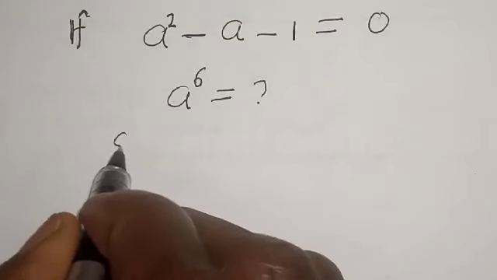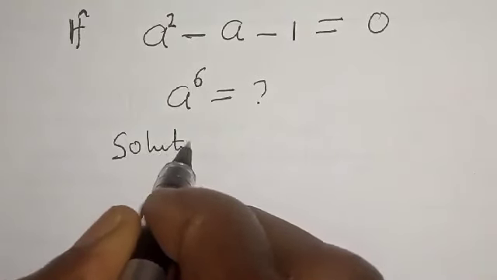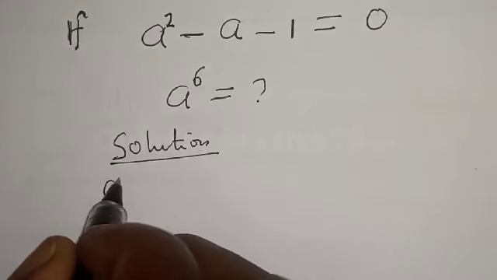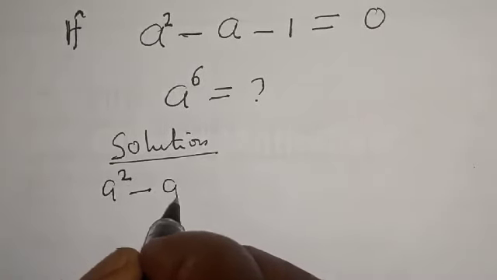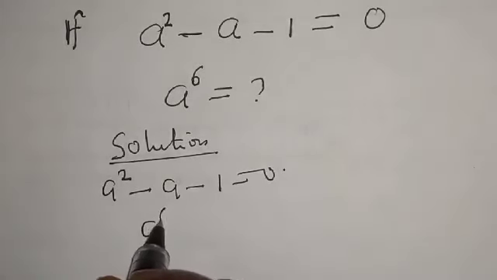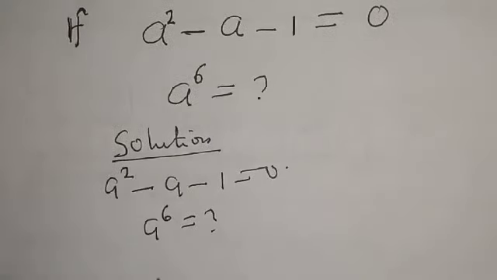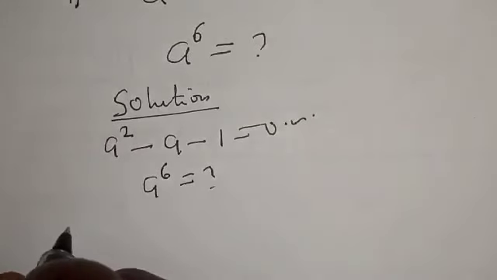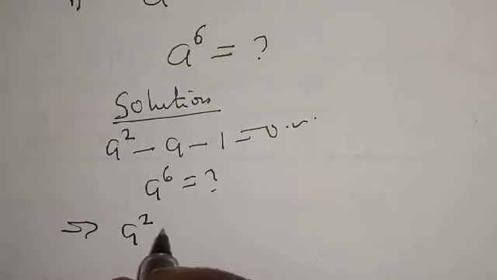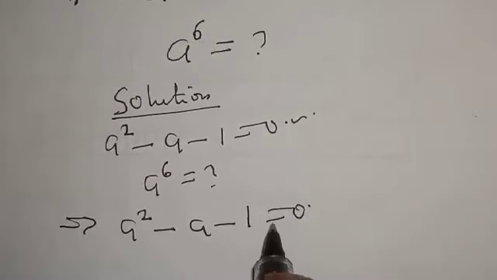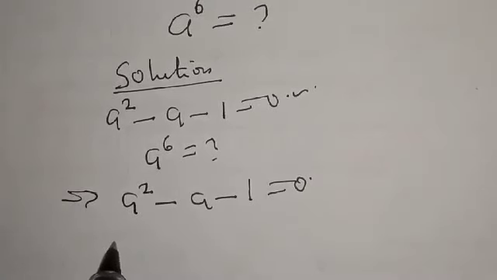Solution. We have a squared minus a minus 1 equal to 0. Then a raised to power 6 is unknown. This is a quadratic equation. This implies that we have a squared minus a minus 1 to be equal to 0. Then let's use the quadratic general formula.